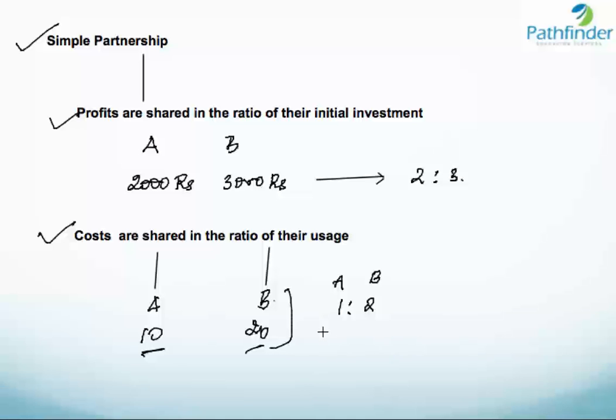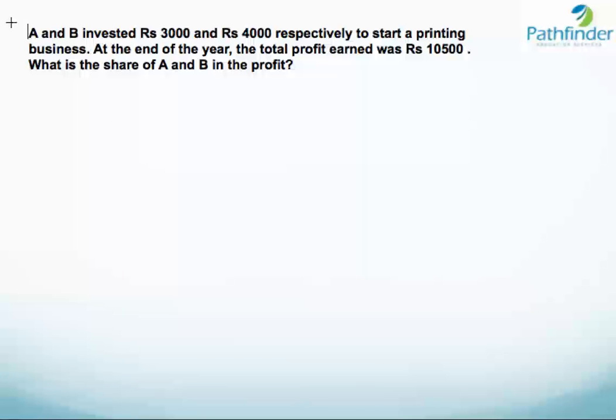Now let us look at solving some questions based on simple partnership. So let us take a look at one question. A and B invested rupees 3000 and rupees 4000 respectively to start a printing business. At the end of the year, the total profit generated was 10,500 rupees. What is the share of A and B in the profit? So let us see how to solve this particular question.